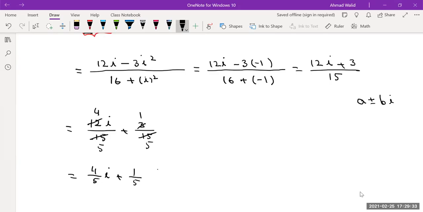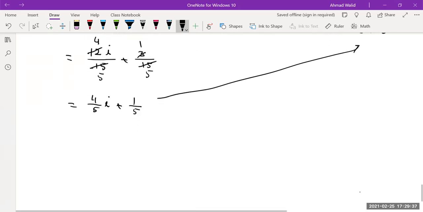But still, you see, it's not in the given format. It's a correct answer, but I want to write my answer in the form of a plus bi. What I do, I will write first 1/5, then plus 4 over 5, and I'll put i here. A plus bi, and I'm in the correct format. Correct? Let's do another example.